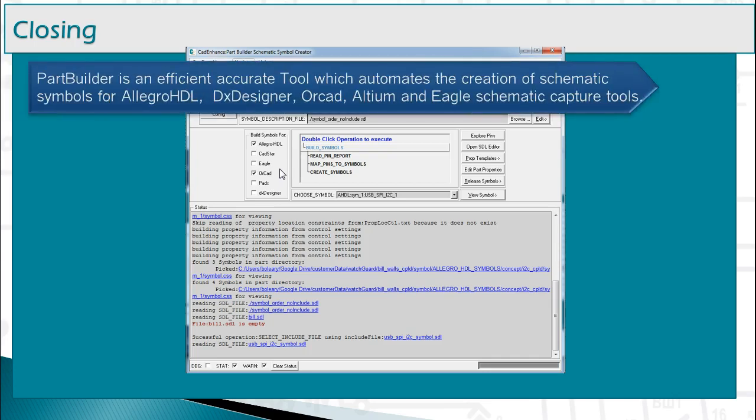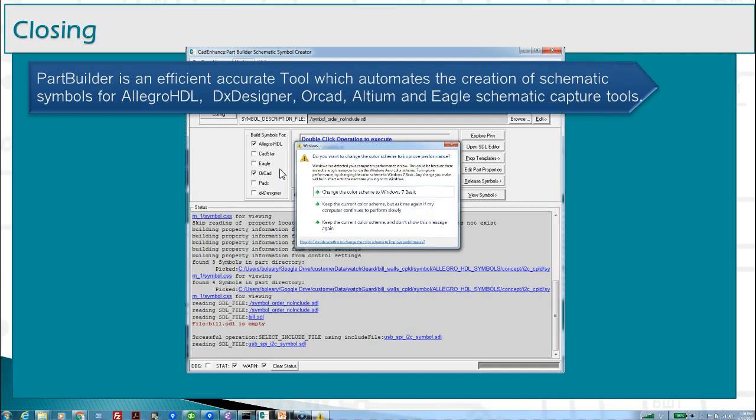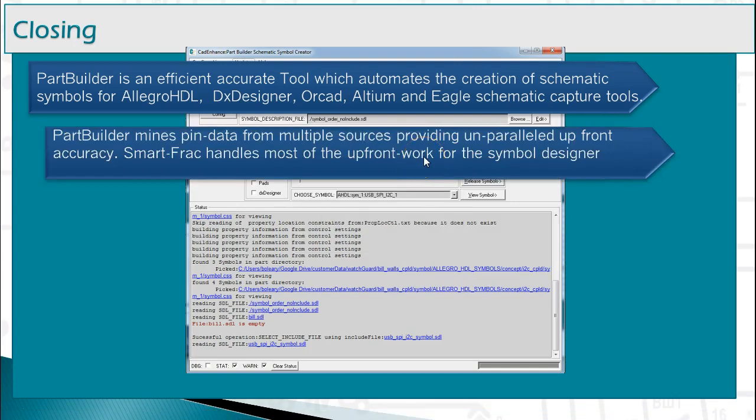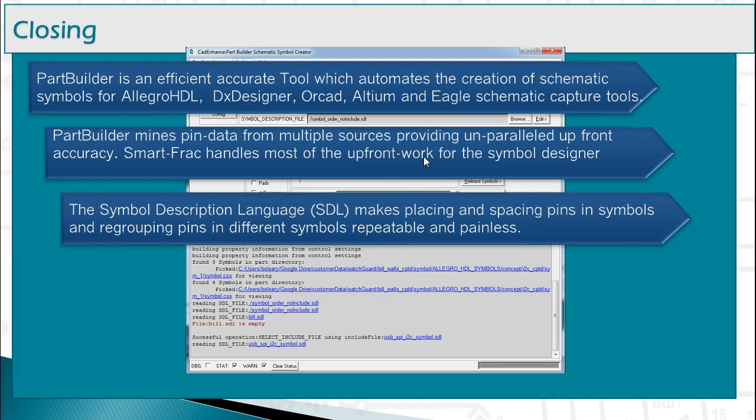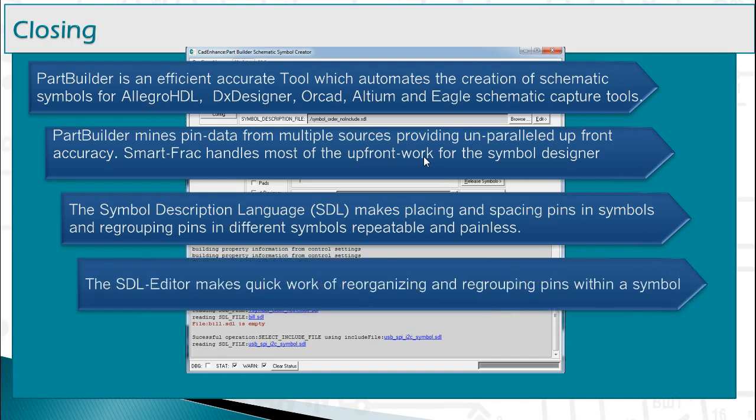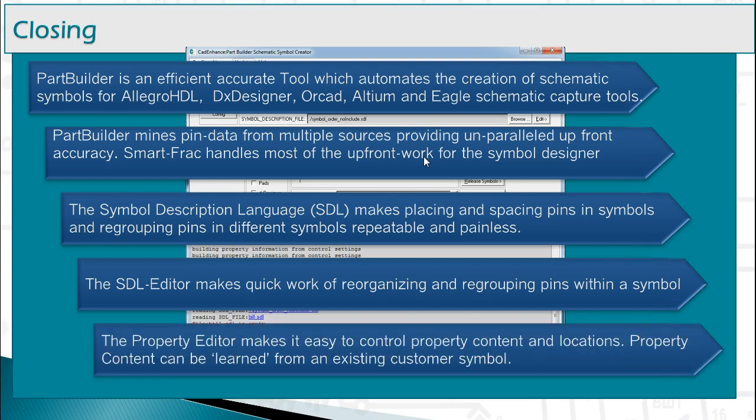In closing, PartBuilder is an efficient, accurate tool which automates the creation of schematic symbols for Allegro HDL, DX Designer, OrCAD, Altium, and Eagle schematic capture tools. PartBuilder mines pin data from multiple sources, providing unparalleled upfront accuracy. SmartFrac handles most of the upfront work for the symbol designer. The symbol description language makes placing and spacing pins in symbols and regrouping pins in different symbols repeatable and painless. The SDL editor makes quick work of reorganizing and regrouping pins within a symbol. And the property editor makes it easy to control property content and locations. Property content can be learned from an existing customer symbol.